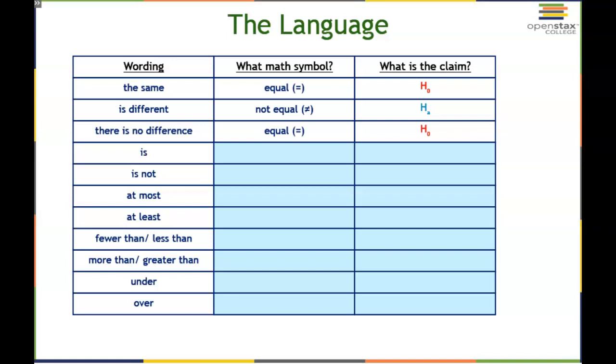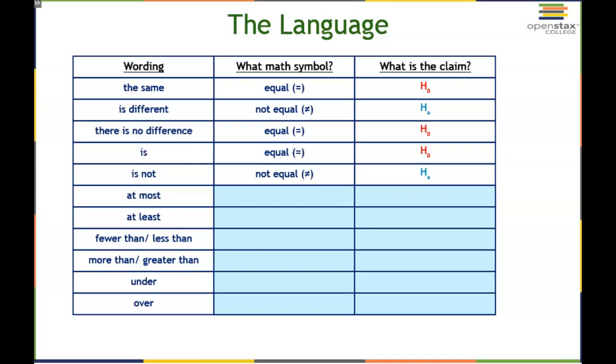It is this. It is 3. It is 10. Well, that means equal. And therefore, if it's equal, it's got to be an H0. Is not. If the language is not, well, that's just the opposite of being an is, and therefore it's not equal. And therefore your claim is an HA.